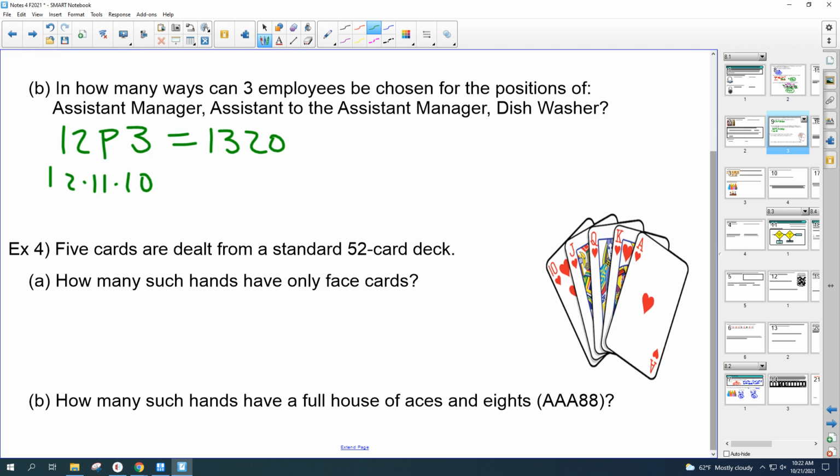Number 4, 5 cards are dealt from a standard 52 card deck. How many such hands have only face cards? Are we taking a group out of a group? Yeah, we definitely want 5 cards, but out of how many cards?